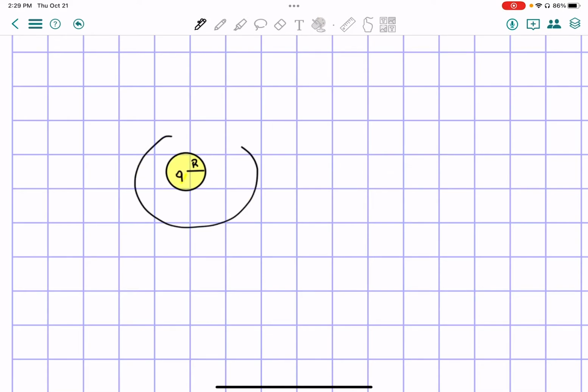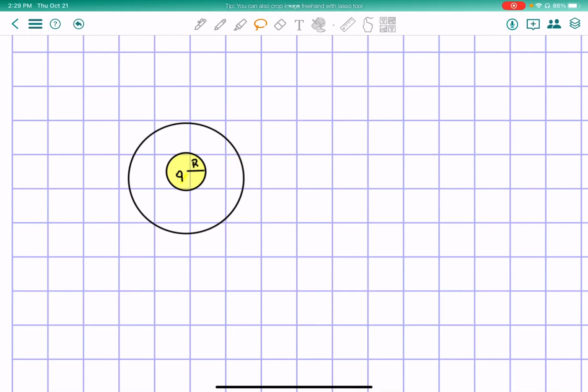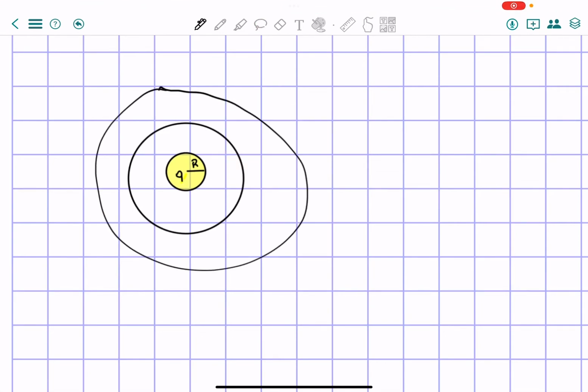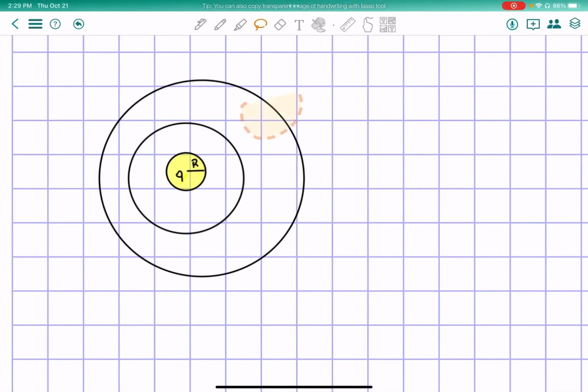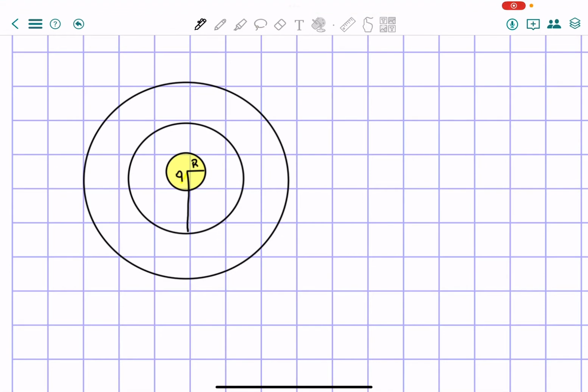Then there's some space, and at radius A, we have another sphere, a shell, that is neutral. So we said this radius A and this radius B.